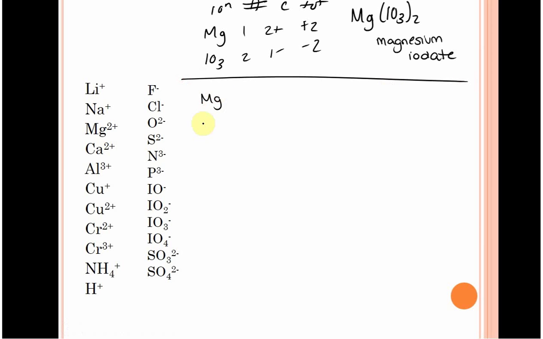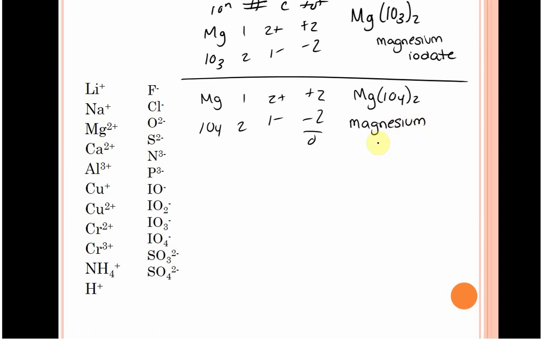Mg and IO4 plus 2. One minus. We need 1 and 2. Gives us Mg parentheses IO4, close your parentheses 2, for magnesium periodate.